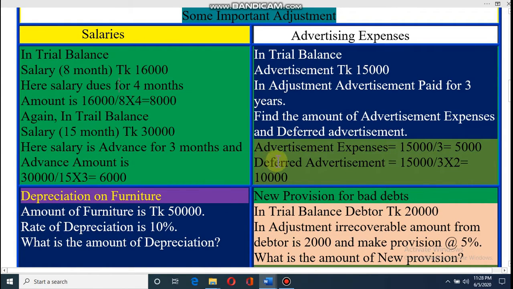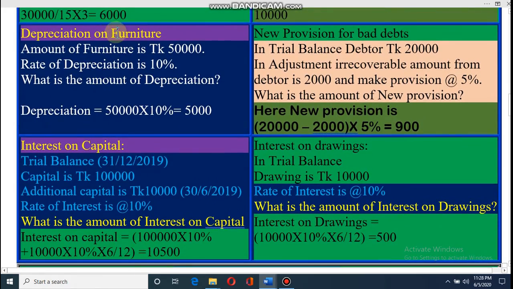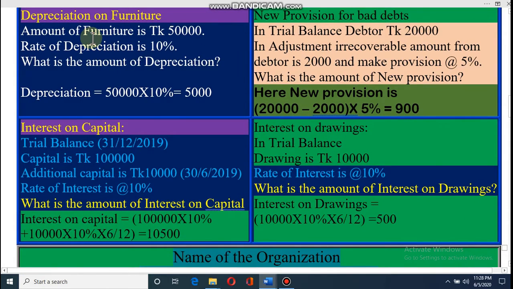I hope you understand. Dear student, now depreciation of fixed asset. I am taking the example of furniture. It may be building, it may be equipment, it may be machineries, whatever it is. How can you calculate depreciation? The amount of furniture is given as taka 50,000 and the rate of depreciation is 10%. So what will be the amount of depreciation? Dear student, it may come in MCQ type questions also. The amount is 50,000 into 10%, and you know how to calculate percent: 10 divided by 100, then it is 5,000.